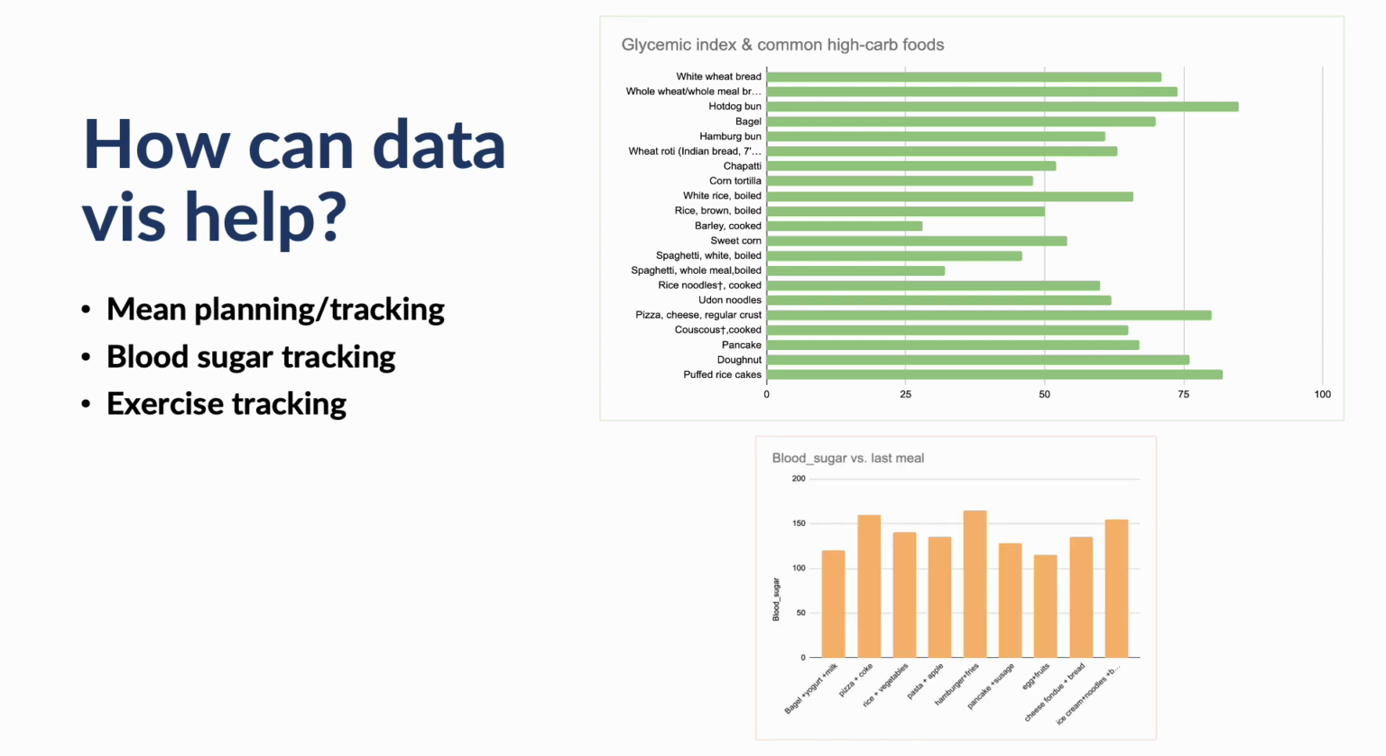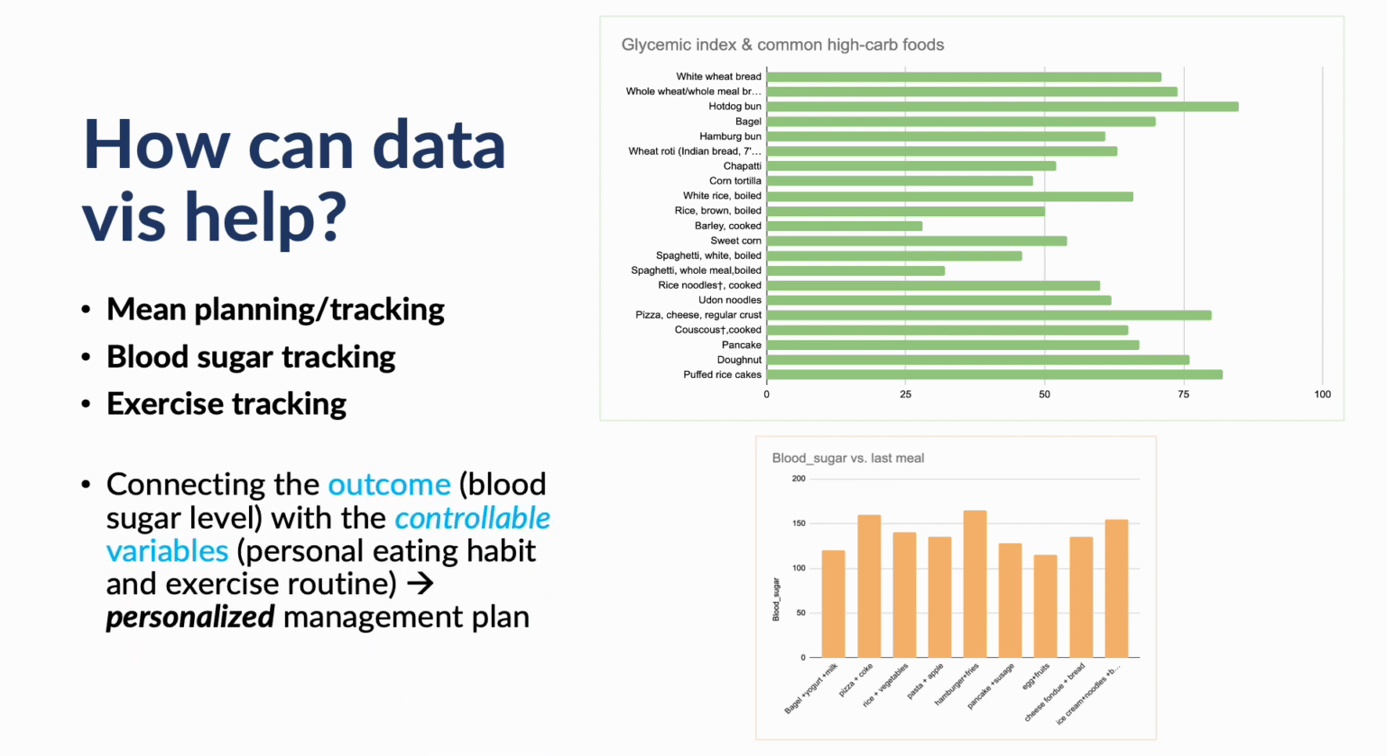And this chart shows the blood sugar level versus the last meal taken right before the measurement. Users can look at this chart and find out quickly what kind of foods are not agreeable to their own bodies and what kind of food are more friendly to their bodies. This is an example to show that will help the users to connect the outcome, which is the blood sugar level, with the controllable variables, that is their personal eating habit and exercise routine. Use this to develop a personalized management plan to keep their blood sugar under control.